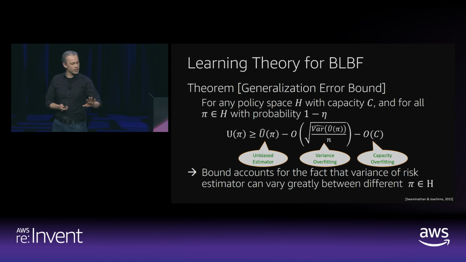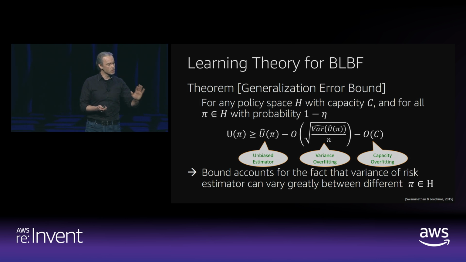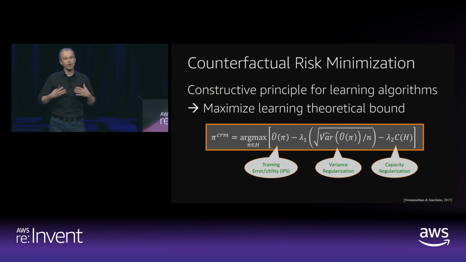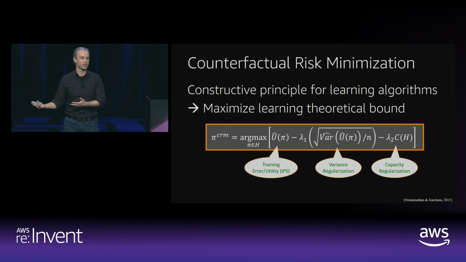Now, the numbers that come off these bounds are typically not that accurate, right? But these bounds do tell you what a learning algorithm should be optimizing. And so what we take away from that is this counterfactual risk minimization principle that tells you what your algorithm for batch learning from bandit feedback should be optimizing. And it's basically that you should be optimizing this objective, right? Optimize your training utility as measured by IPS, and you should account for variance regularization and for capacity regularization.